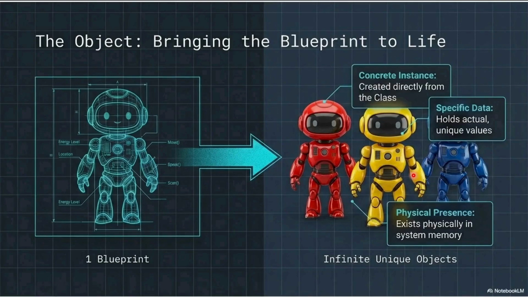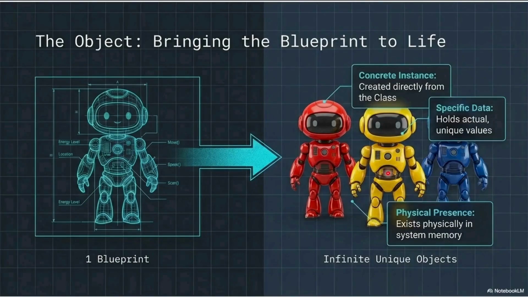Classes do not get a memory location. Objects are concrete. They are created directly from the class. They hold actual unique values. They hold the data. They have the methods, and they exist physically in the system memory. As I said before, they hold the data, and they have a block of code that has been assigned to these objects.